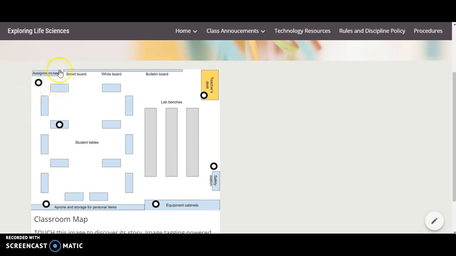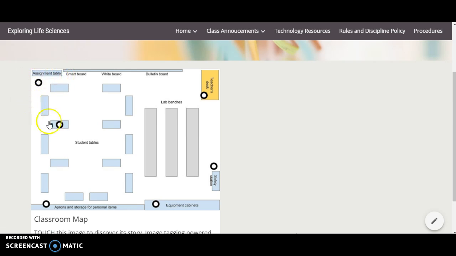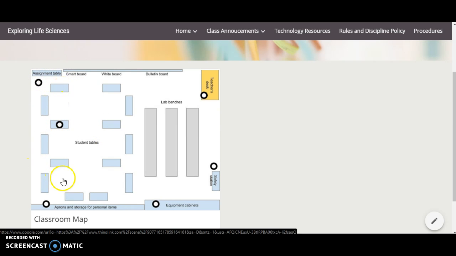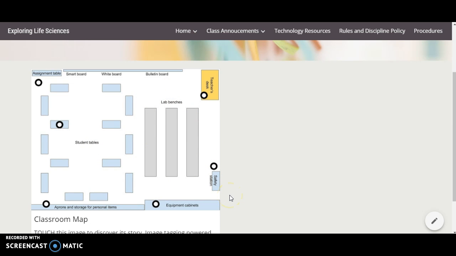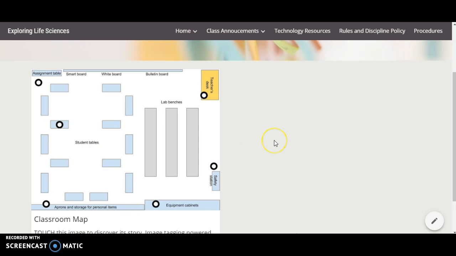I referred to the assignment table when I was discussing procedures. That's up here at the front of the room where you'll turn in all of your assignments, and there's some office supplies there. Student tables here are arranged in what's known as the double E formation, and then lab benches are here. There's a safety station over here adjacent to the lab benches. There's equipment cabinets here, and then there's storage for personal items and for personal protection equipment that will be used in lab here at the back.